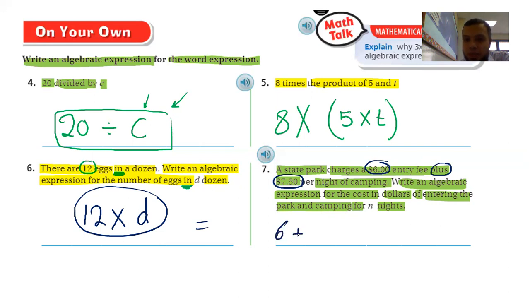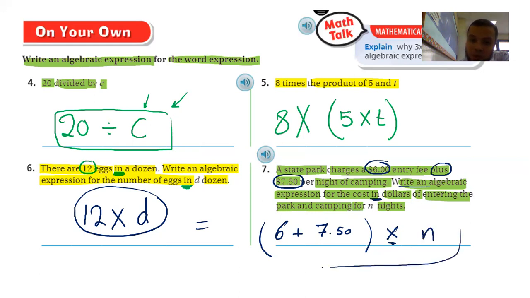So translate it. $6 plus $7.50 per what? Per night. I need you to write an algebraic expression for the cost in dollars. In means multiply. Of entering the park and camping for n nights. So if you want to know the cost in dollars, you need to use this algebraic expression. Easy? I think it's easy.